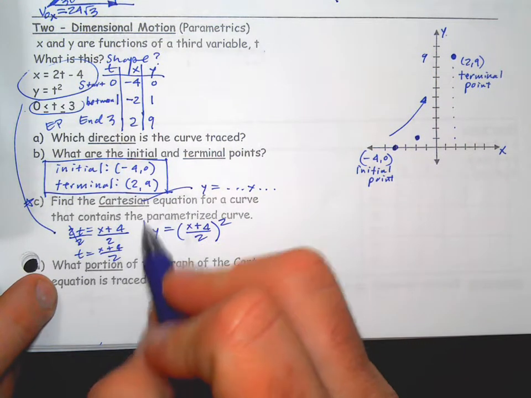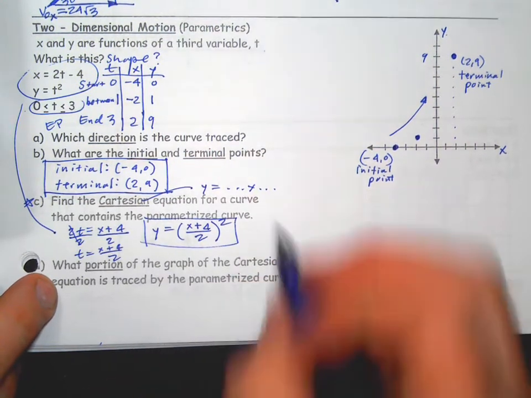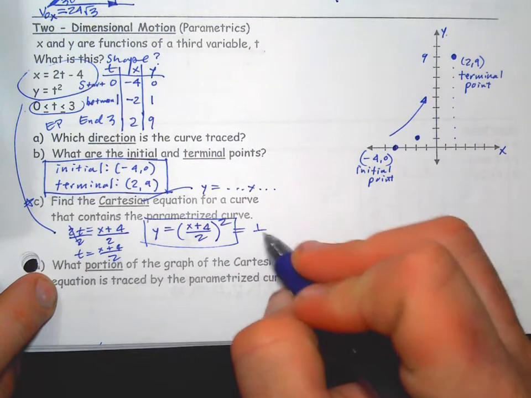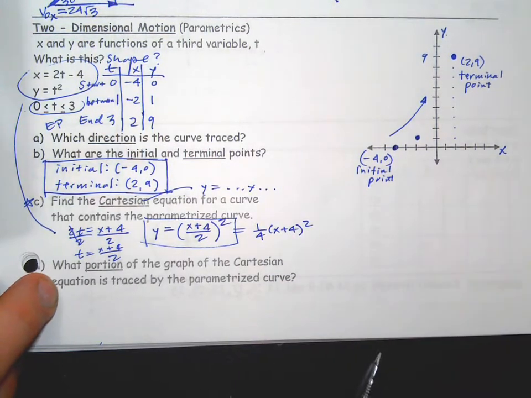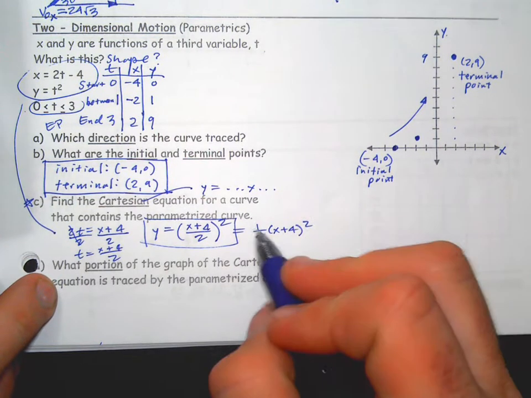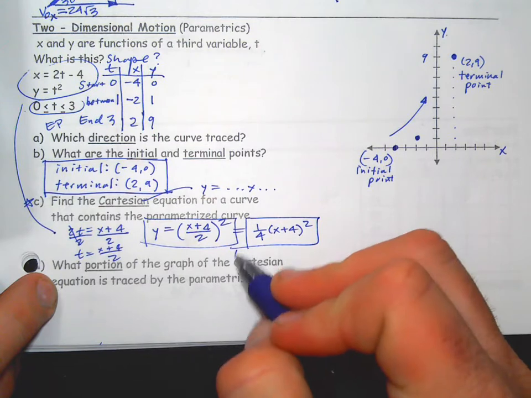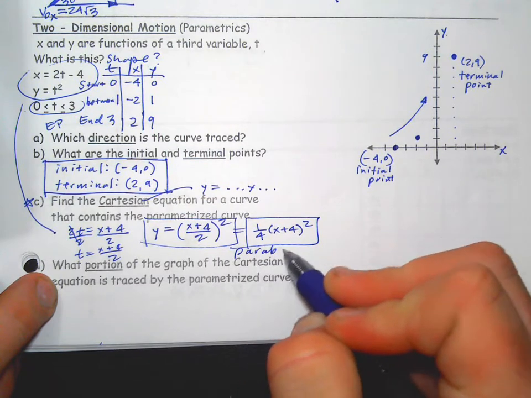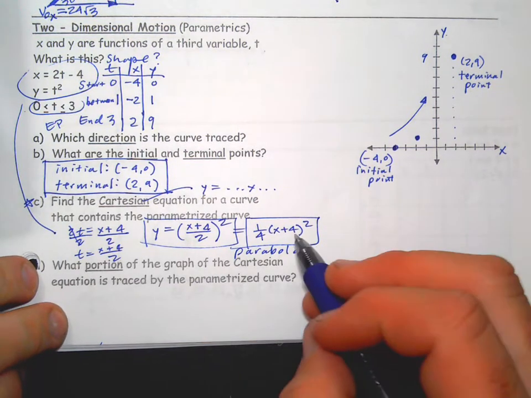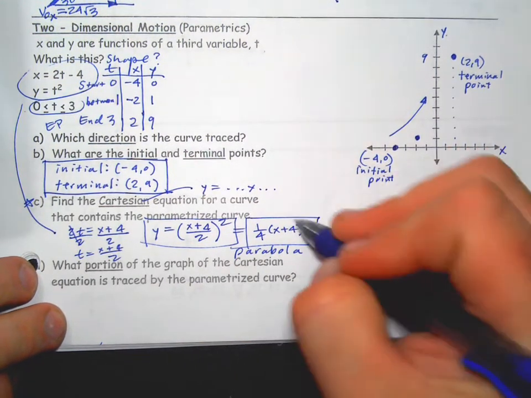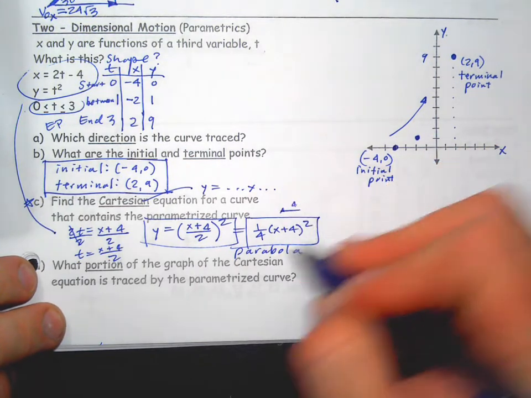I mean, we could go with that. We could probably write it like this. This might be a little more friendly. You could FOIL it out, I don't think that's necessarily helpful, but what kind of shape is this? This is a parabola. That's the shape, which is something you might be asked to identify. It's a parabola that's been shifted to the left 4 units and multiplied by 1/4.